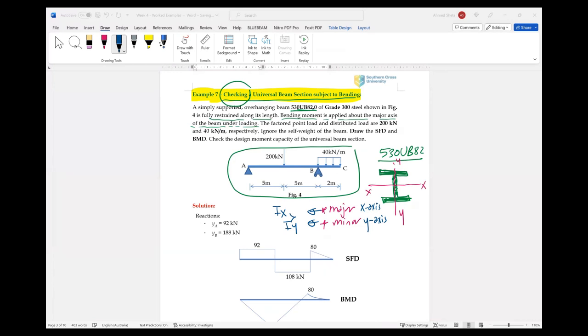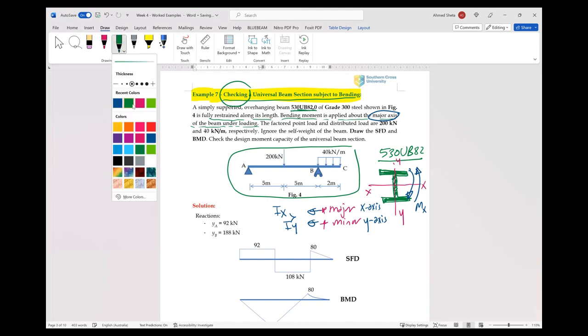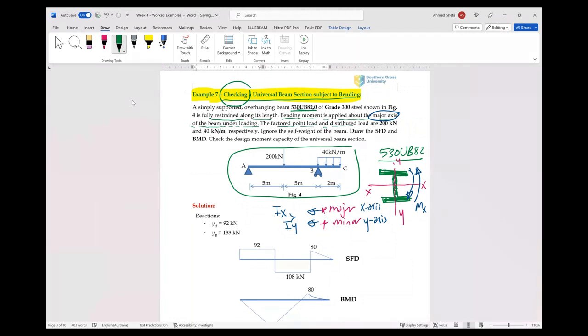Okay? So here it is given that the bending is about the major axis. This means that the moment we have is Mx, because some problems have a minor axis, and minor axis means the moment about y. The factored point loads and distributed load are given respectively. Ignore the self weight of the beam.